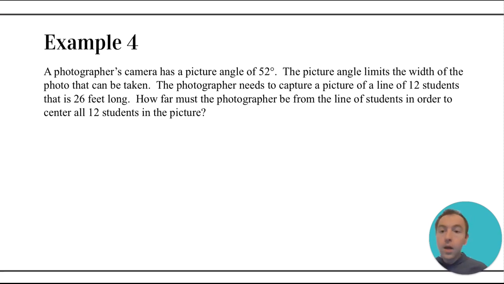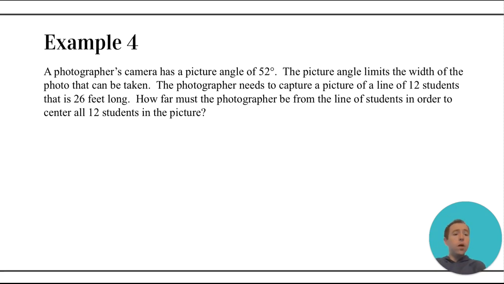problem right here. A photographer's camera has a picture angle of 52 degrees. The picture angle does limit the width of the photo that can be taken, of course. You can't just get a 360 panorama per se, right? So the photographer needs to capture a picture of a line of 12 students, and that line is 26 feet long. How far must that photographer be from the line of students in order to be able to center all 12 students in the picture?